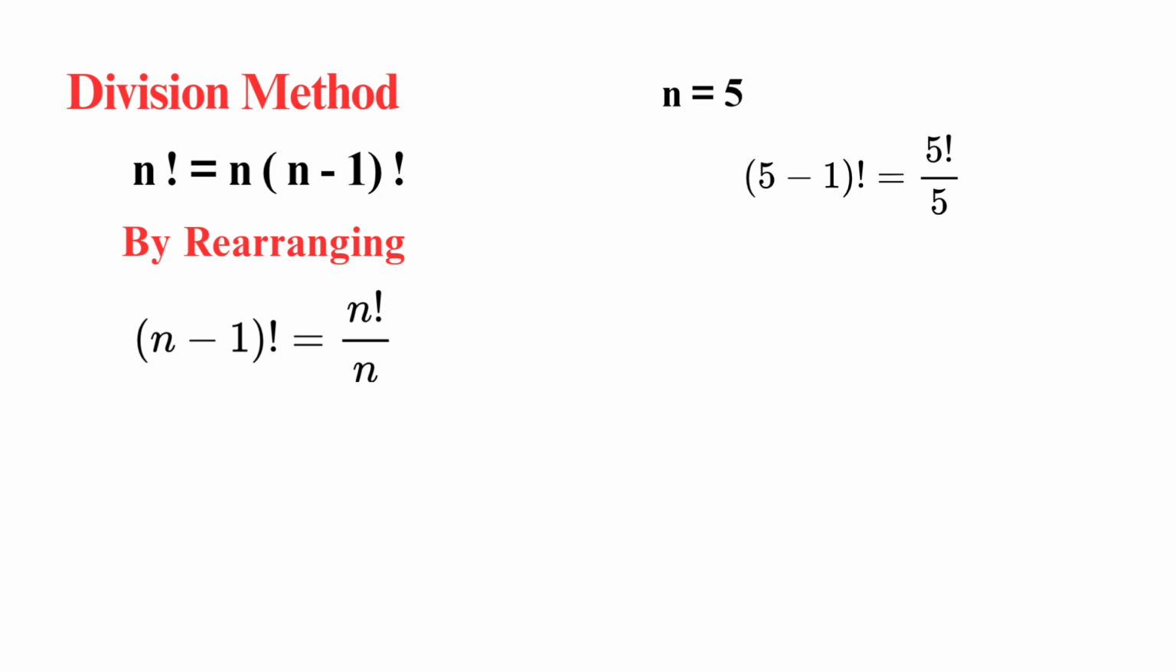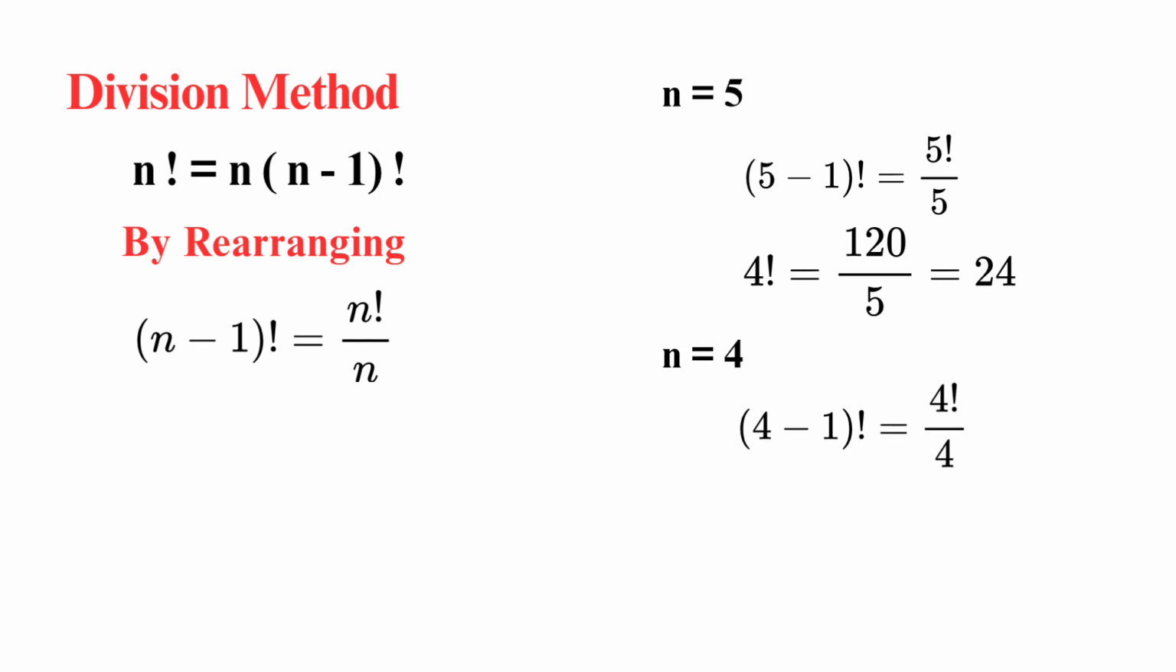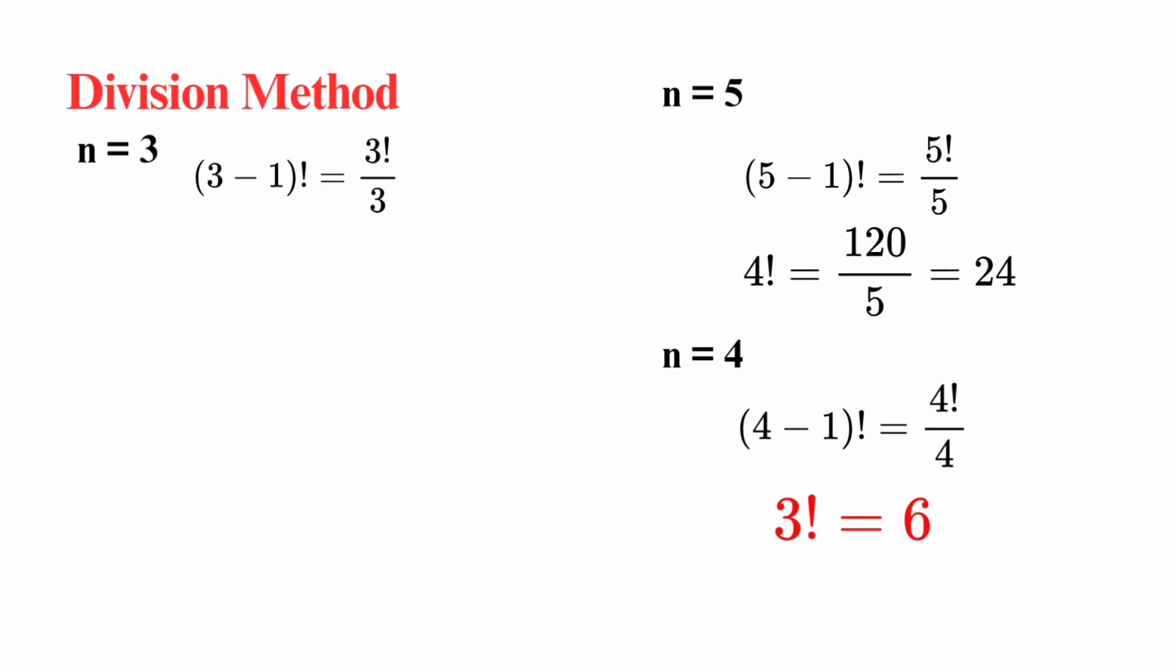Now, we know that 5 factorial equals 120, so divide 120 by 5. It becomes 24, so 4 factorial equals 24. Let's try 4, so it becomes 4 minus 1 factorial equals 4 factorial divided by 4. By simplification, it equals 6. Put n equal 3, so it becomes 3 minus 1 factorial equals 3 factorial divided by 3. By simplification, it equals 2.